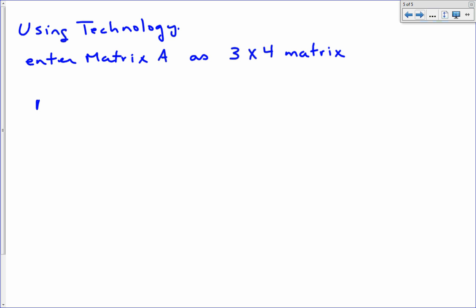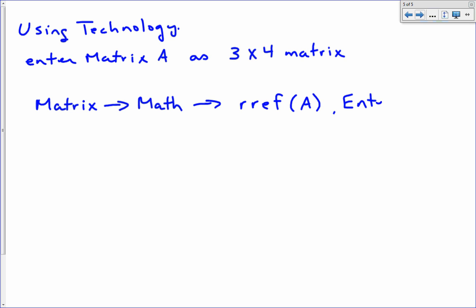And then once you get your matrix, command up again, you're going to scroll over so that the math is highlighted instead of names or edit. And when the math is highlighted, you're going to scroll down until you find this command, reduced row echelon form of matrix A, and enter. And that will put the matrix into a reduced row echelon form, and then you can just read the answers from the right column of the matrix that appears.